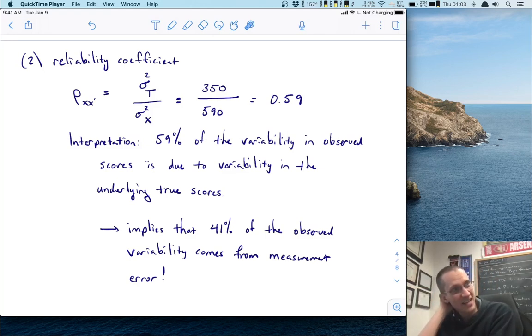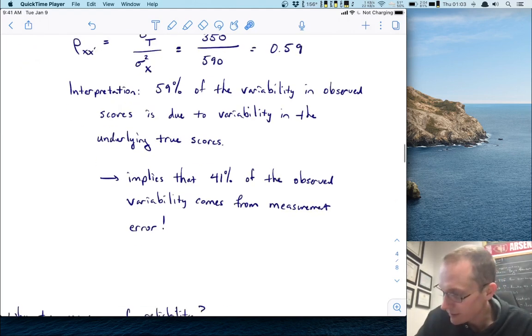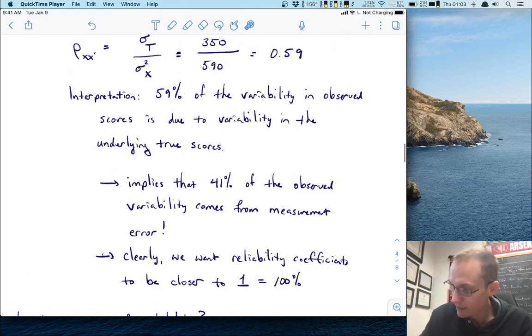So if you want to be a little more pessimistic, you might think about this the opposite way. Yes, 59% of the variability in the observed scores is due to variability in the true scores, but this tells you that 41% of the observed variability is coming from measurement error. Now, that seems like a pretty big number, and in fact, it absolutely is. Clearly, we want our reliability coefficients to be closer to 100%. We want them to be closer to 1.